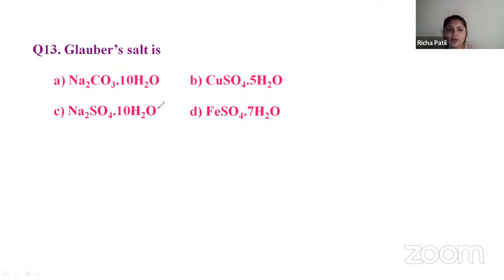Glauber's salt is, what is the correct option? It is Na2SO4, sodium sulfate decahydrate. So it is a decahydrate of sodium sulfate. So Glauber's salt is nothing but the decahydrate, 10 water molecules, of sodium sulfate. So this is the correct answer.